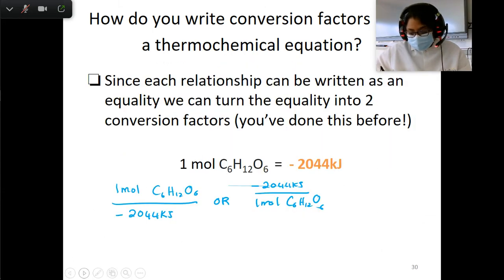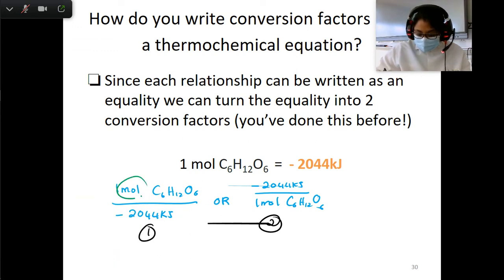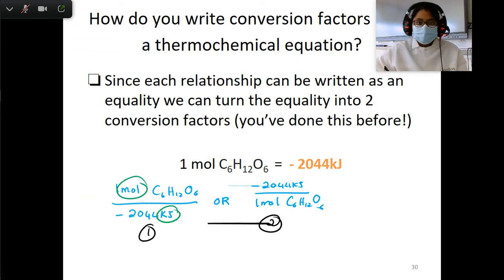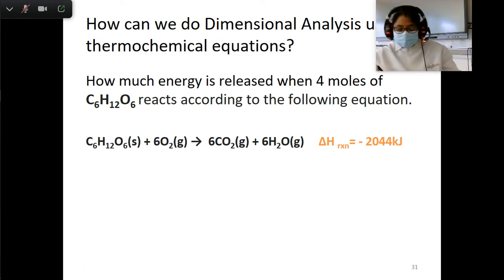So if you can write conversion factors, remember, you can do dimensional analysis. So that's what we're going to do. Instead of having simple units like meters and centimeters and grams and milligrams or whatever, the units that we are looking at are moles and kilojoules. So I should be able to go from moles to kilojoules or from kilojoules to moles. And that is what we're going to use these conversion factors for, okay? So let's look at a problem.